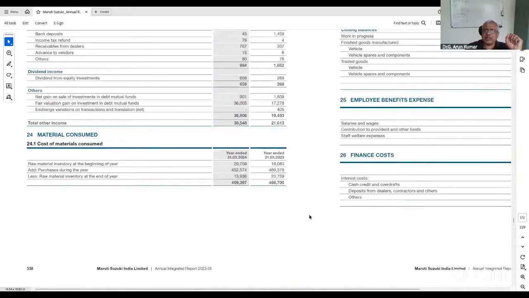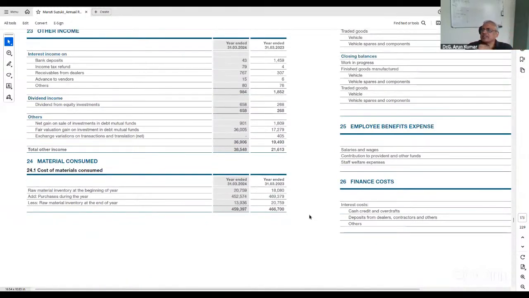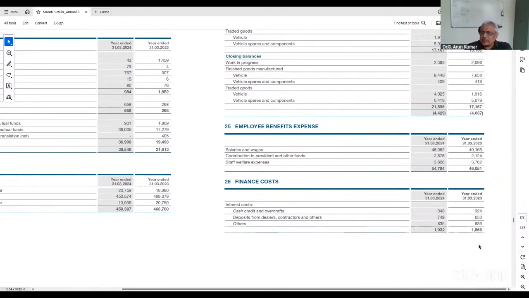Simple. Let's take a simple example. There is an employee cost. My total employee cost is 54,784. Out of that, wages is 48,082. What is my total revenue? These expenses, salaries and wages or employee cost, form what percentage of my total revenue? I can calculate this.